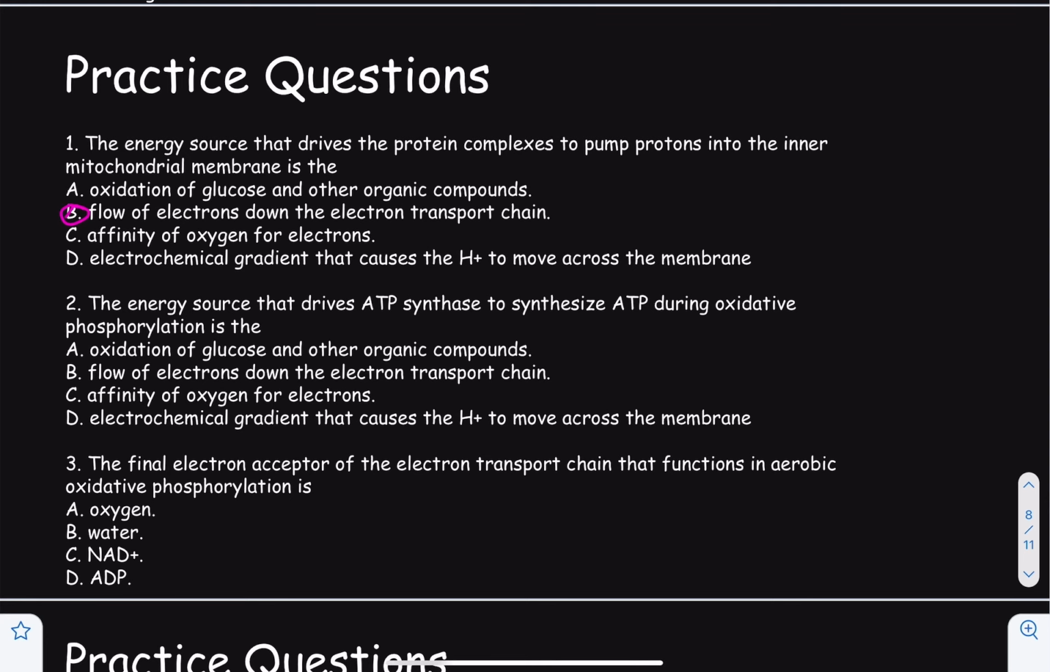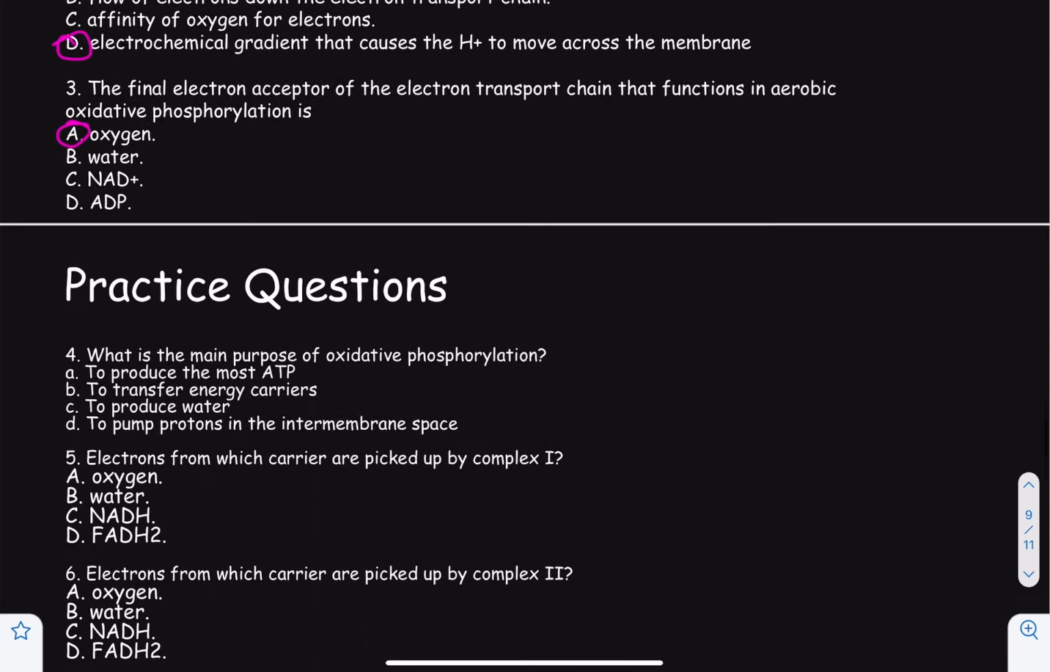2, the energy source that drives ATP synthase to synthesize ATP during oxidative phosphorylation is the D, electrochemical gradient that causes the protons to move across the membrane. 3, the final electron acceptor of the electron transport chain that functions in aerobic oxidative phosphorylation is A, oxygen.